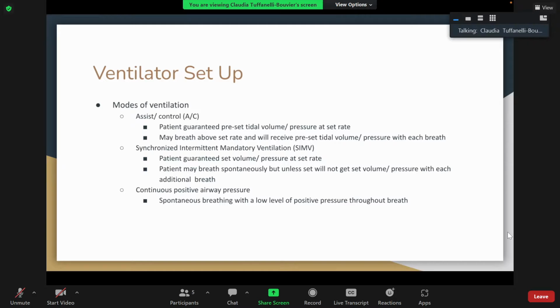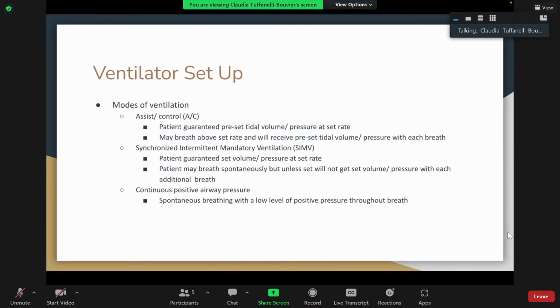The different modes of ventilation would be a little bit different. So with that, you're going to have assist control. The two main types are assist control and then SIMV, or synchronized intermittent mandatory ventilation. Assist control, again, is more common from the ER, but some people would go with SIMV. So assist control, like we said, is a volume supported type of ventilation.